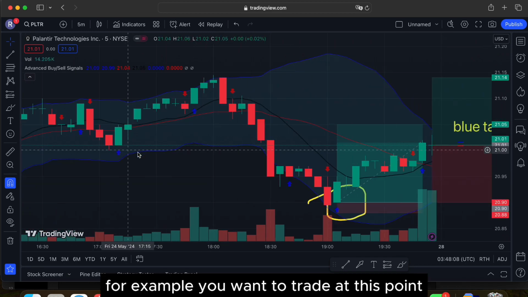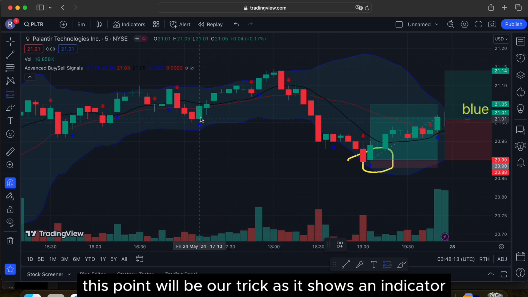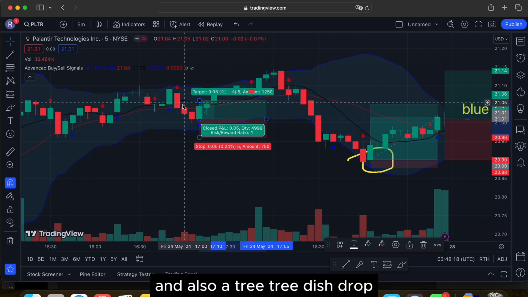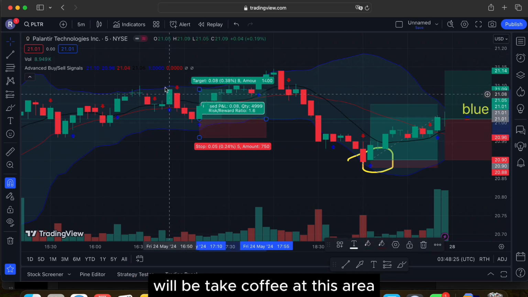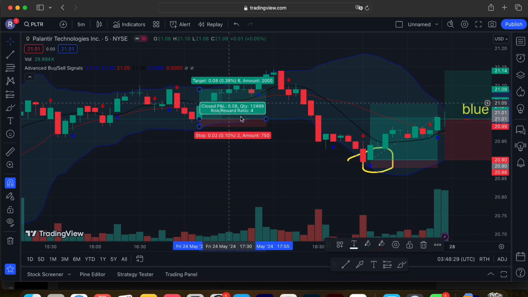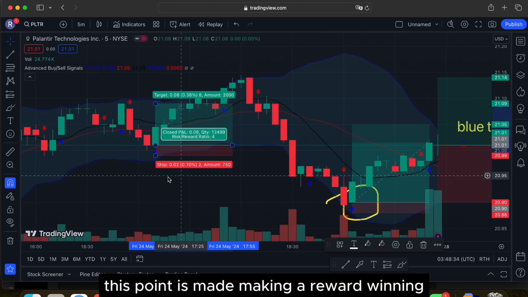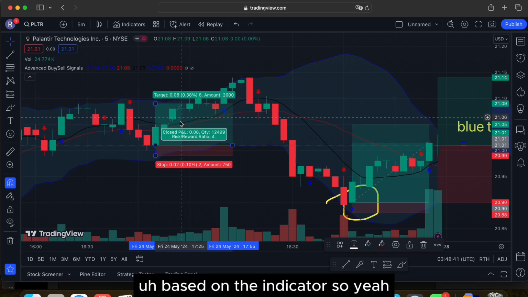For example, you want to trade at this point. Let me plot this out. For example, this point will be our trade, as it shows an indicator and also a 3 days drop. So basically it may be oversold, and if you want to plan our trade, the take profit will be at this area, and the cut loss will be around this area. As you can see, this point is a reward winning, and the risk reward ratio is around 4, and it also shows a winning strategy based on the indicator.